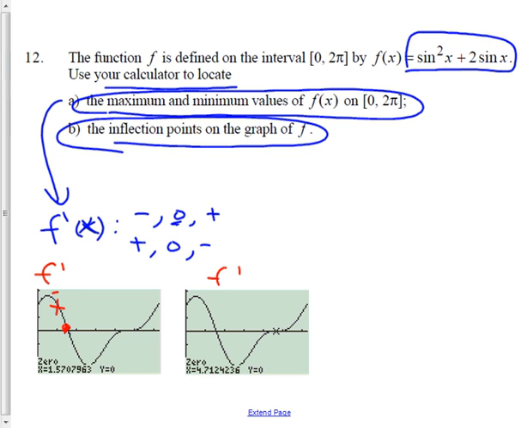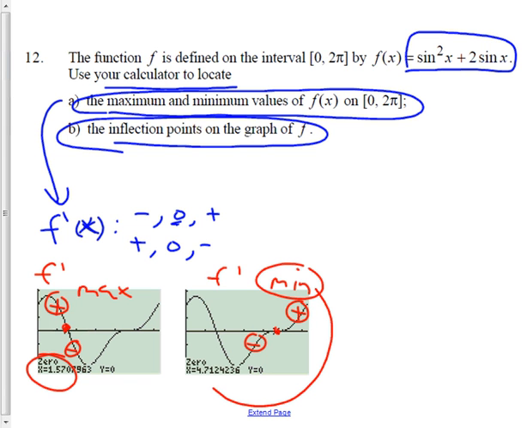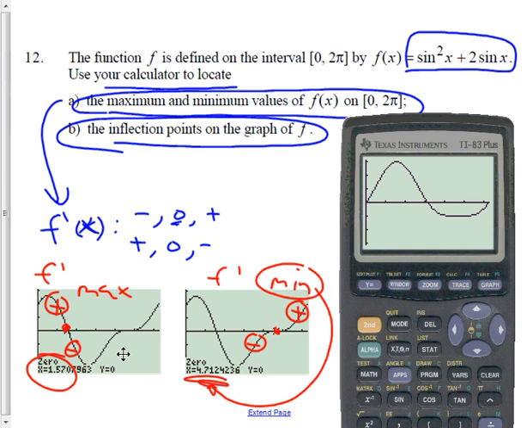Since we go positive, 0 to negative, we're going to have a local max when x equals 1.57, and over here we go from a negative first derivative to 0 to a positive first derivative. So here we're going to have a min when x equals 4.712.